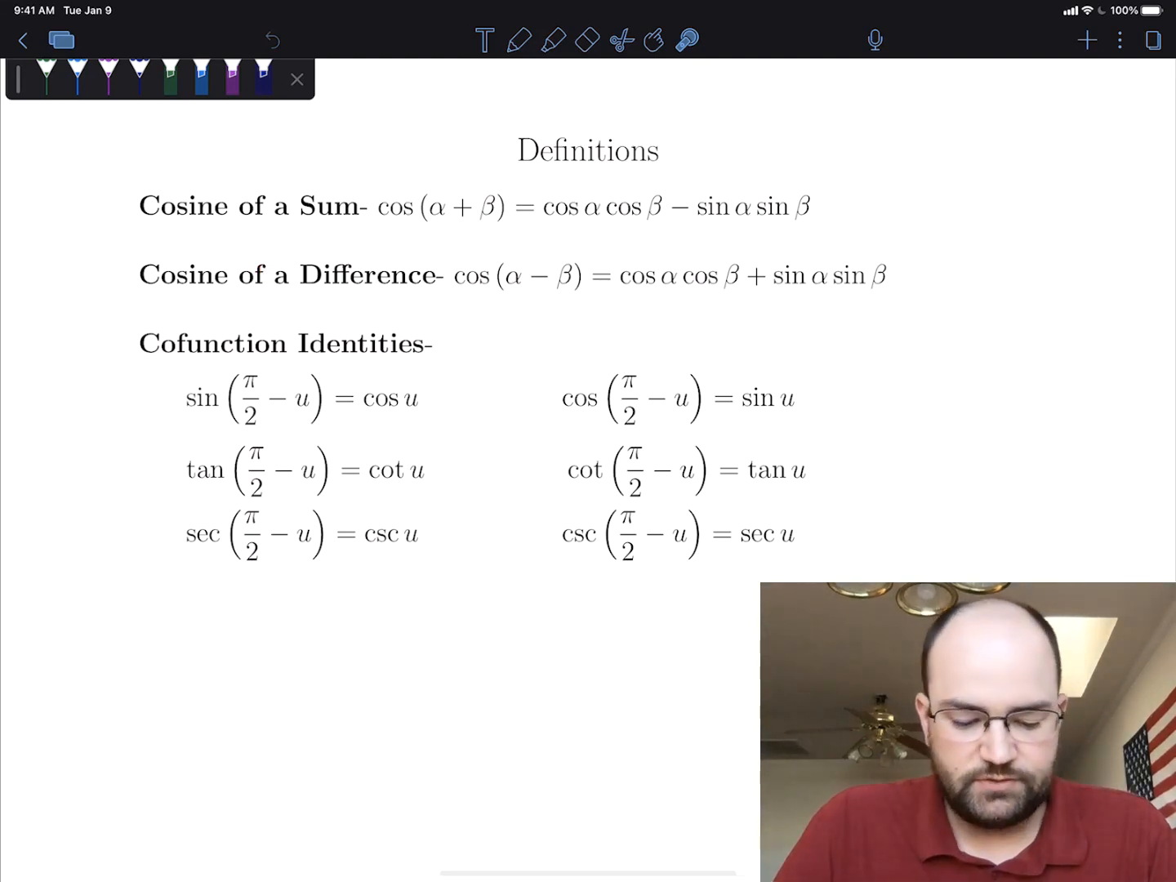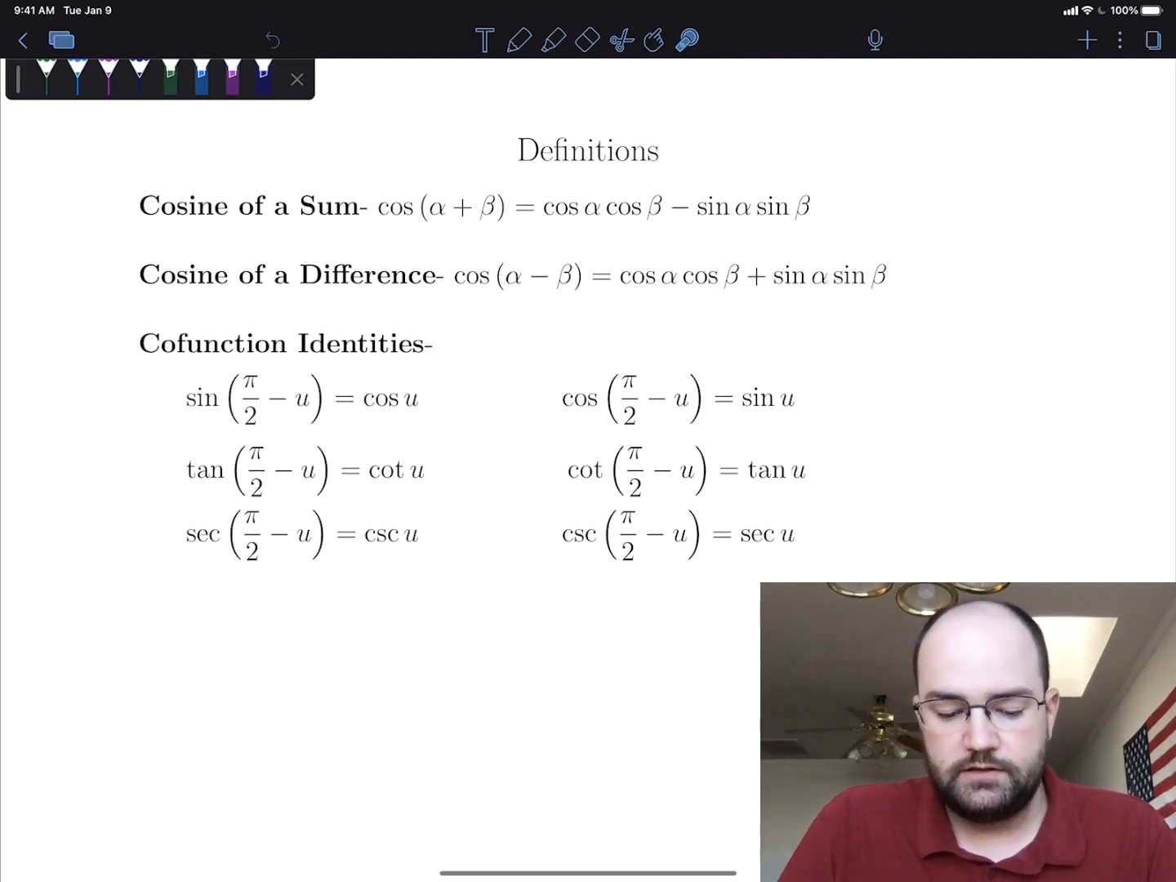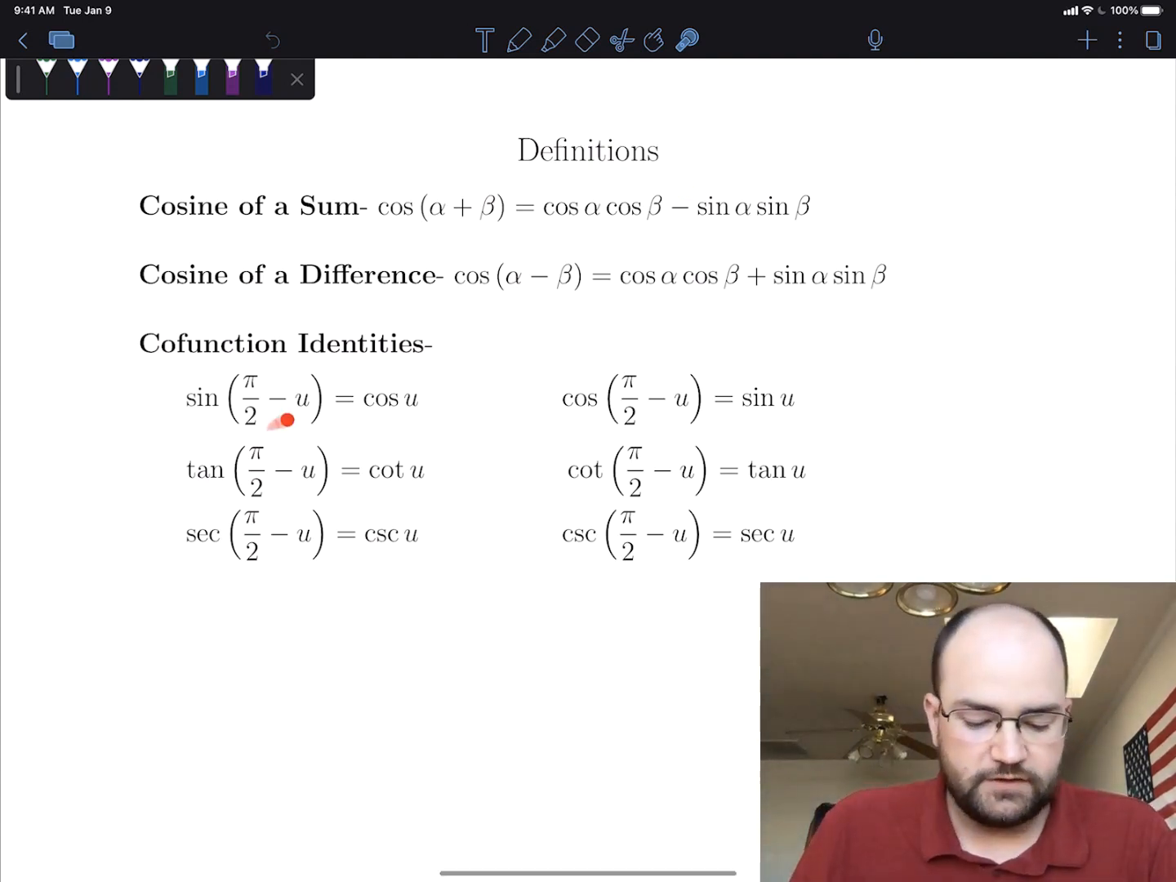Now the same thing happens with the cosine of a difference. Cosine of alpha minus beta is cosine alpha cosine beta plus sine alpha sine beta. The difference is that the cosine uses the opposite sign between the two. So cosine of alpha minus beta gives us a plus in between, and cosine of alpha plus beta gives us a minus between. Good. And then we have cofunction identities.